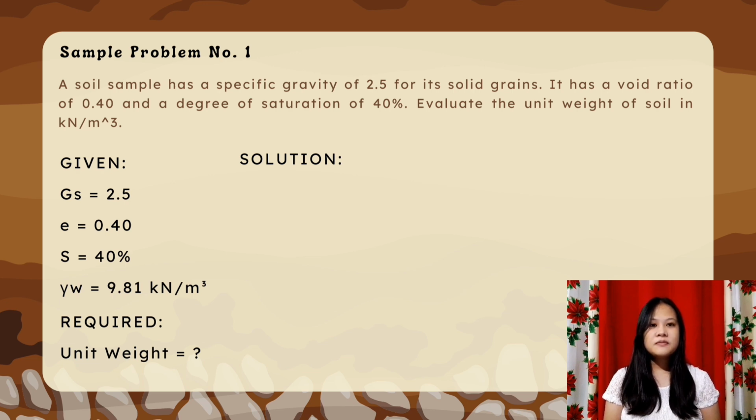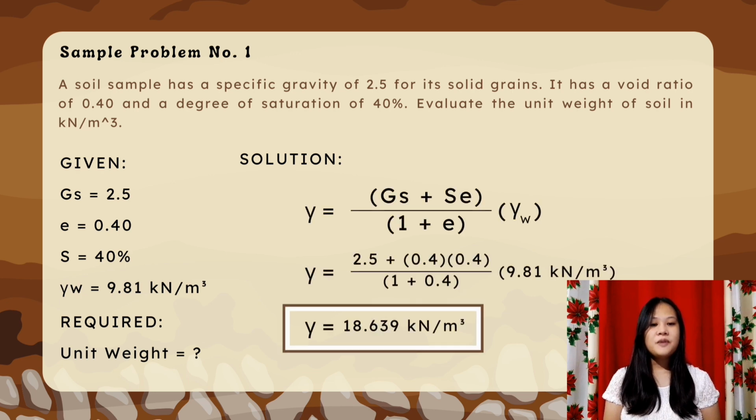After nun, mula sa list ng mga formula na meron tayo para sa unit weight, makikita natin na meron tayong formula na pwede nating i-direct substitute yung mga given natin. Yun ay yung unit weight is equals to specific gravity plus degree of saturation times the void ratio over 1 plus void ratio times the specific weight of water. After that, pwede na nating i-direct substitute yung mga given. And ang makukuha natin na unit weight ay 18.639 kilonewton per meter cube.